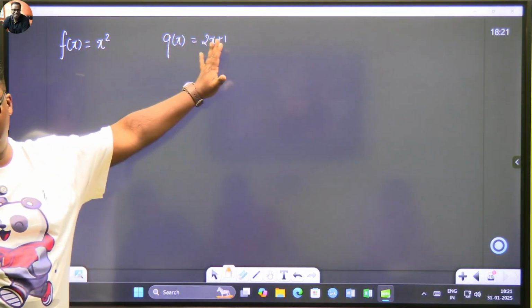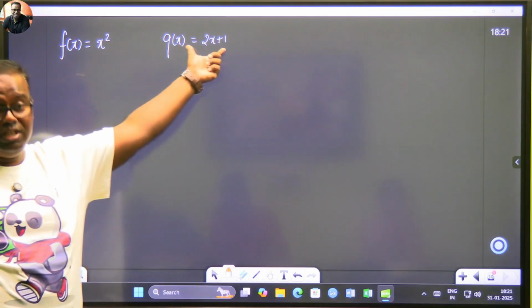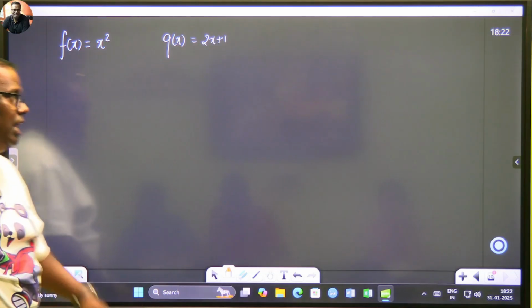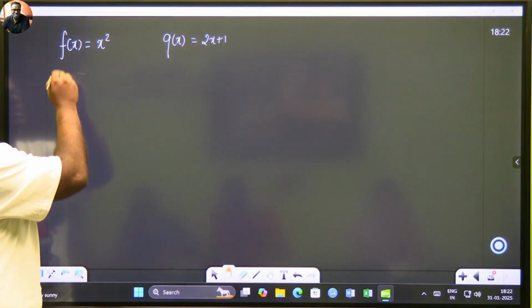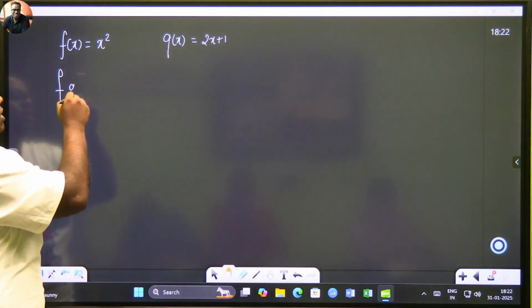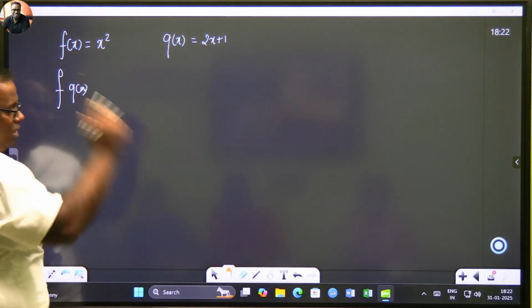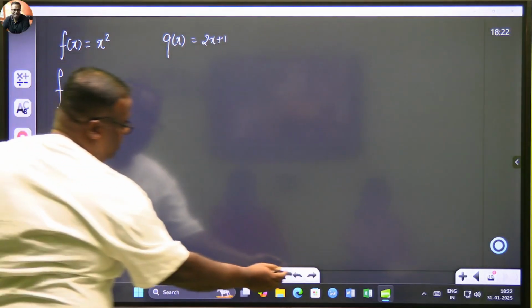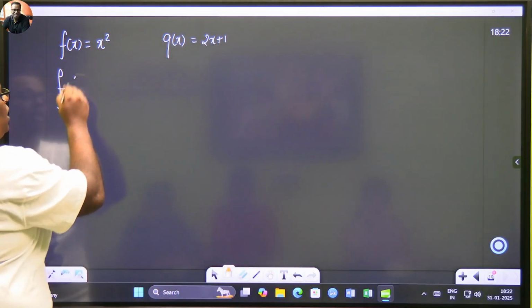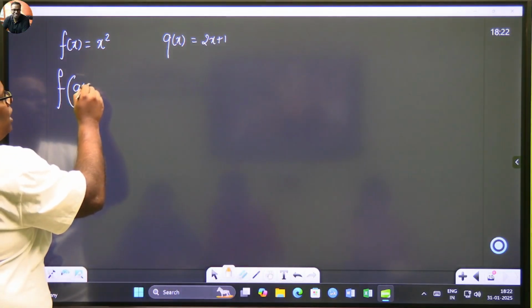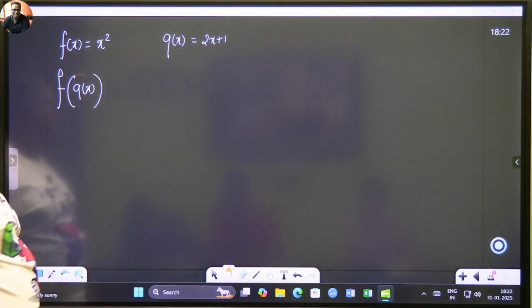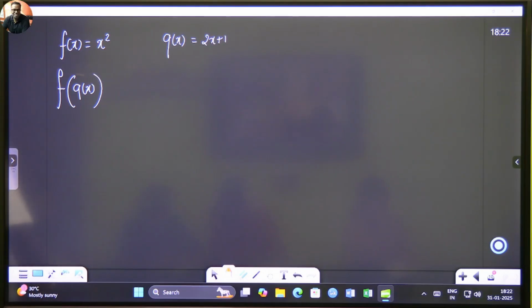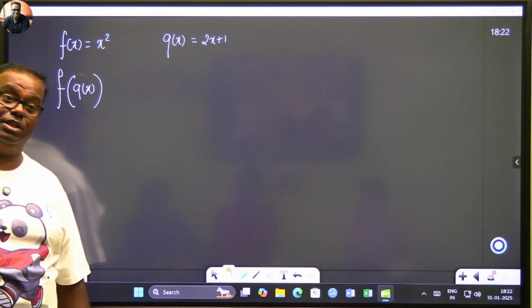Two different functions. One is an algebraic linear function, one is an algebraic quadratic function. Clear? They tell us to find, your book will write it like this, fg(x). There are many notations to write it, but I would say the best way to write it is f of g of x. Have we understood? F of g of x.